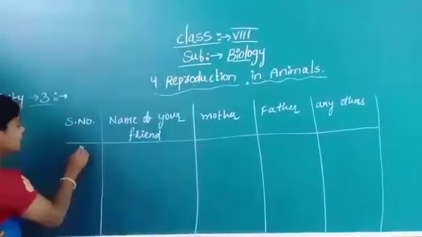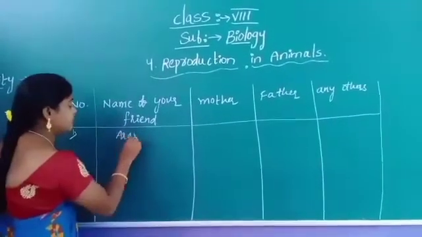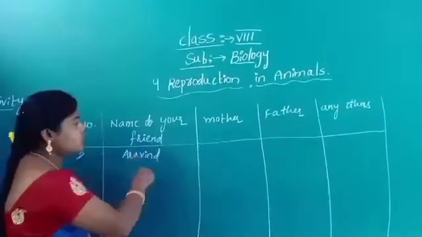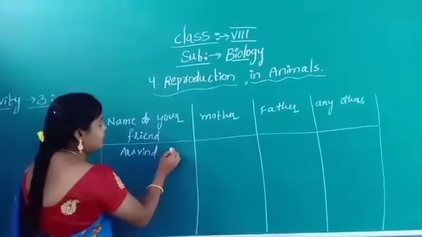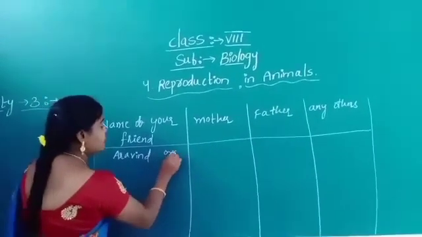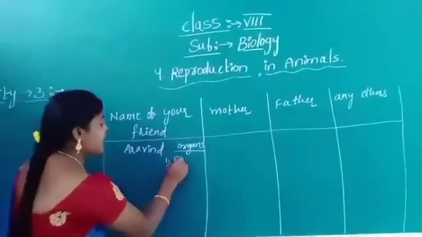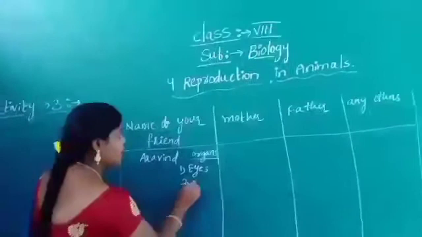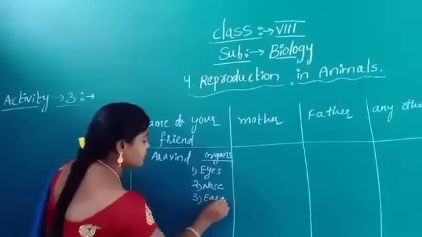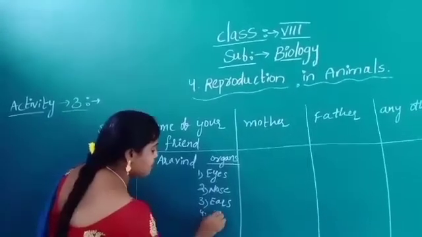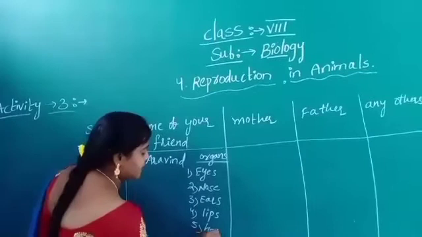Okay, now first, serial number 1. Name of your friend, for example, Aravind. Next, you write organs. So what are the organs? For example, eyes, nose, ears, lips and hairs, like that, etc.